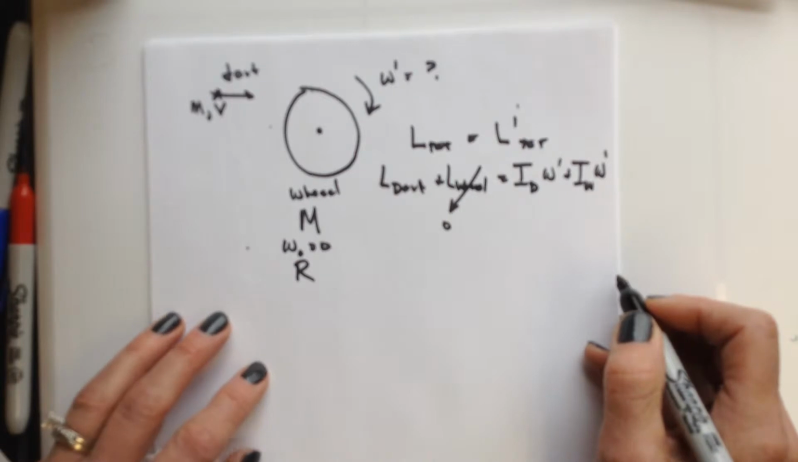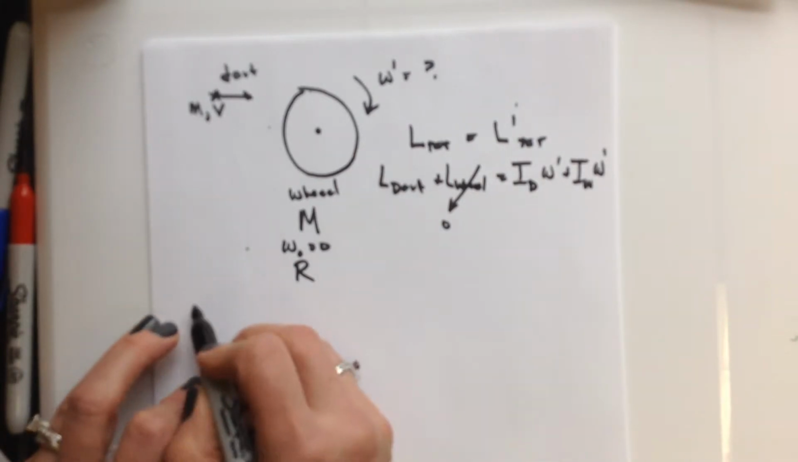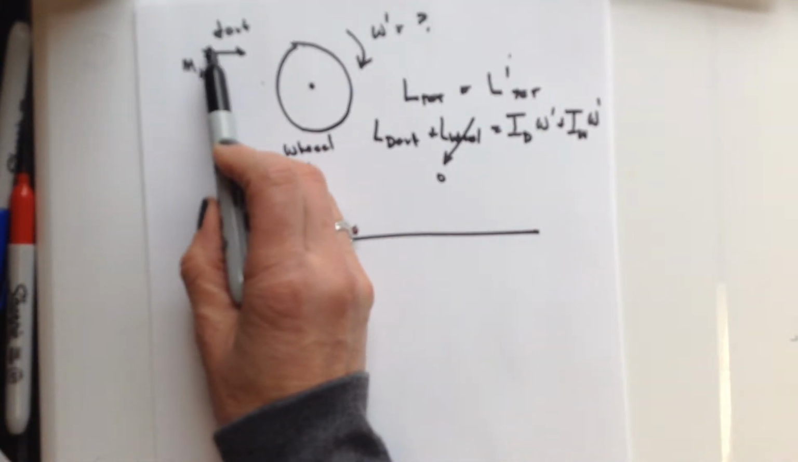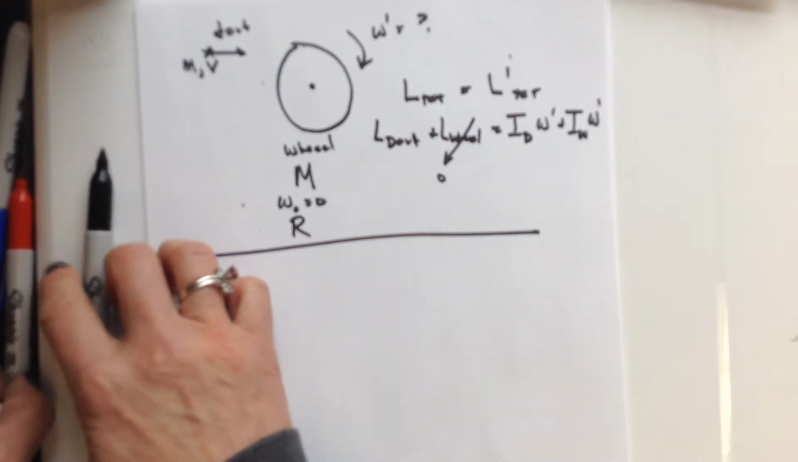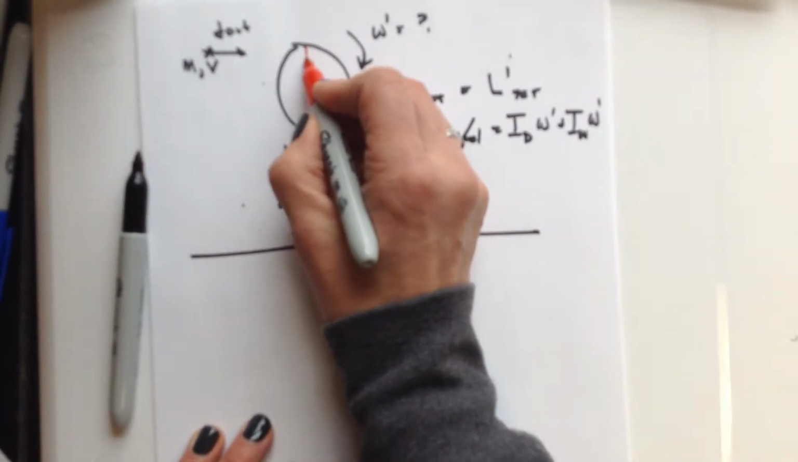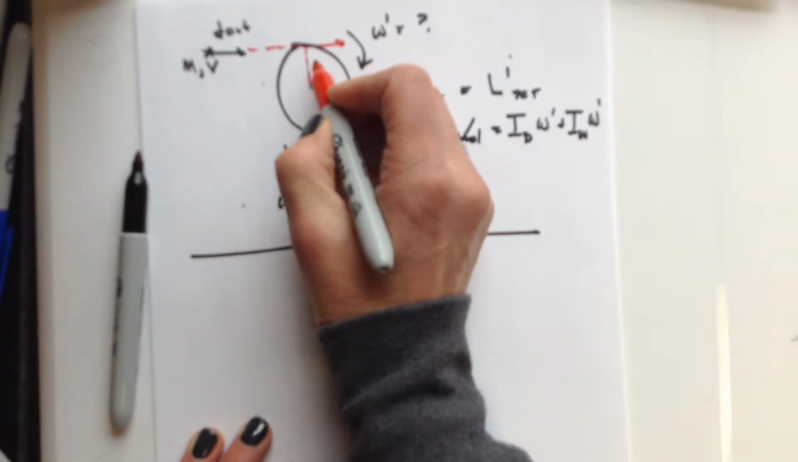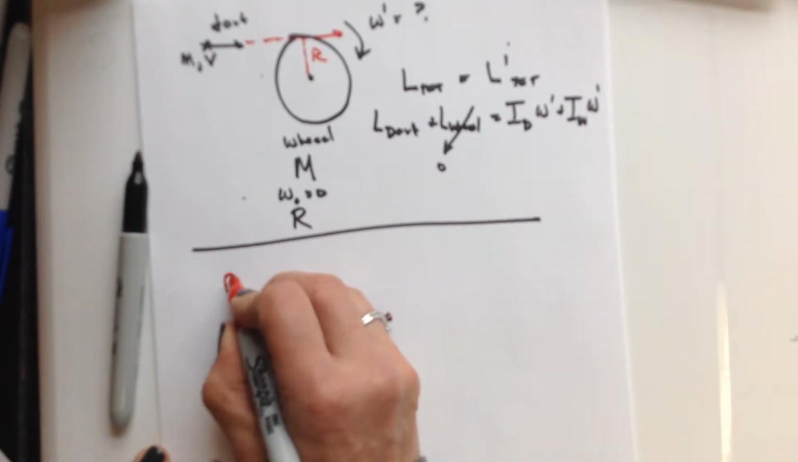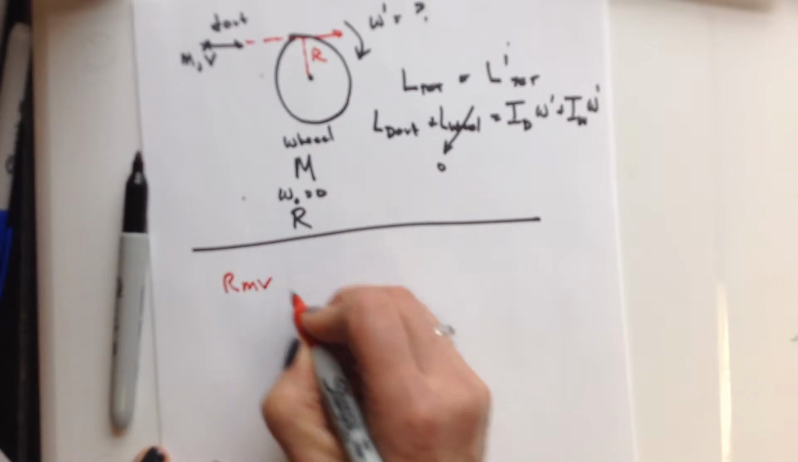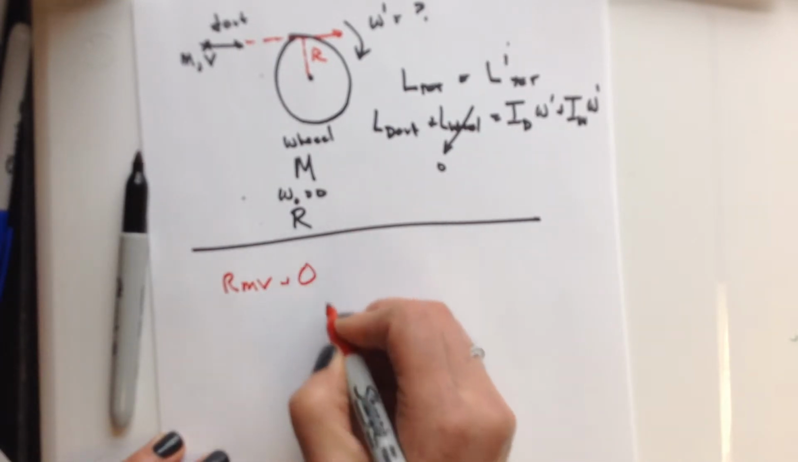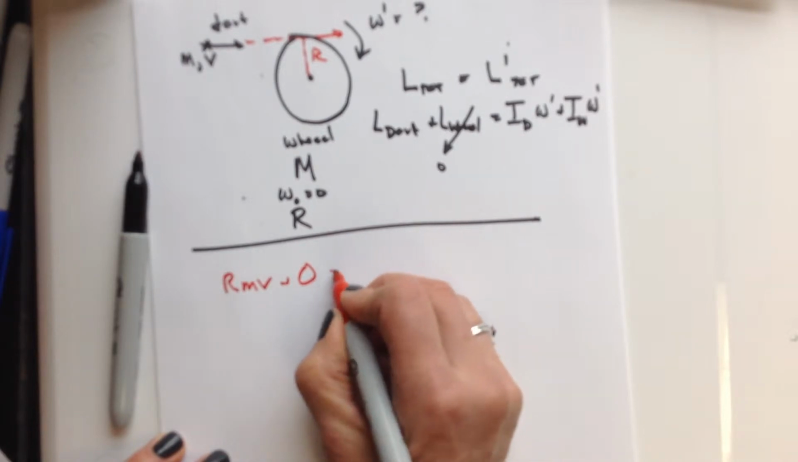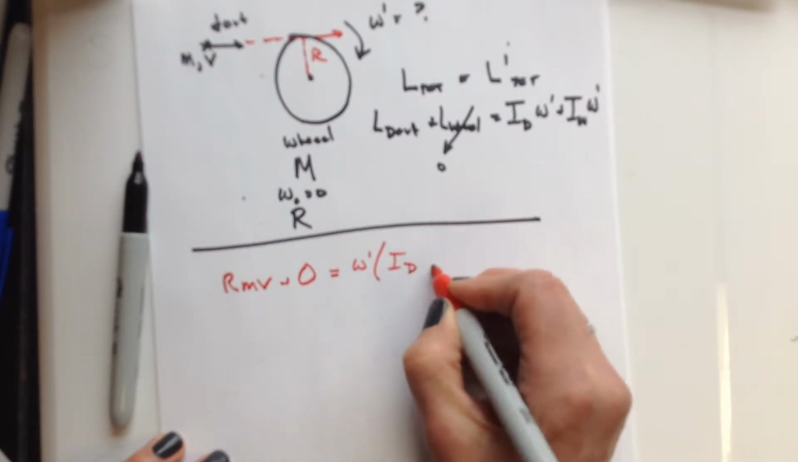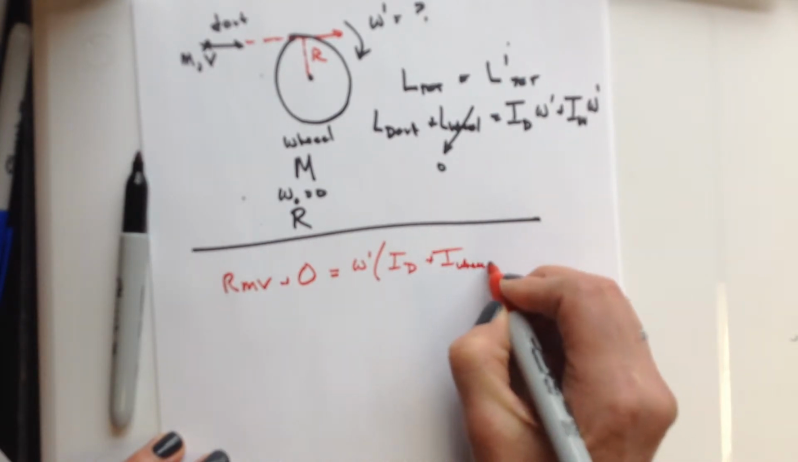So the angular momentum of the dart, let me start off with a little more space here. This is a particle moving in a straight line coming across, so we're going to drop that perpendicular as it moves about this way, and that of course is just going to be equal to the radius of the wheel. So the angular momentum of the dart before is just going to be the radius of the wheel times the mass of the dart times the speed of the dart before. As I mentioned before, the wheel is not rotating, so it has no angular momentum. And then we'll factor out that omega prime, and we've just got the rotational inertia of the dart plus the rotational inertia of the wheel.